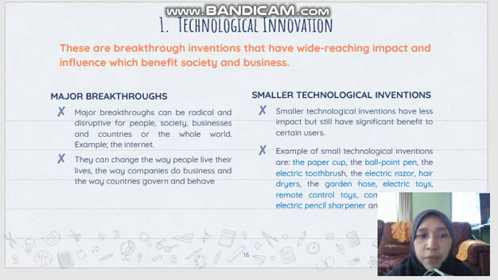So what happens if we have smaller technological inventions? Smaller technological inventions refer to those with little technological product. These have less impact but still have significant benefit to certain users. Examples of small technological inventions are the paper cup, the ballpoint pen, the electric toothbrush, the electric razor, the hair dryer, and so on.